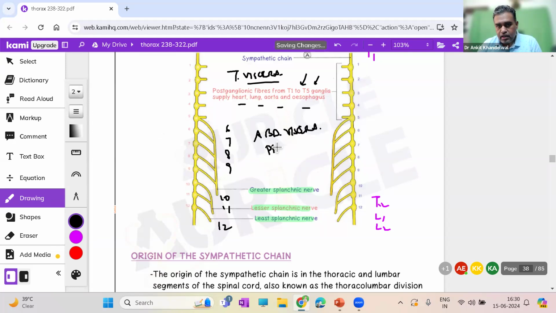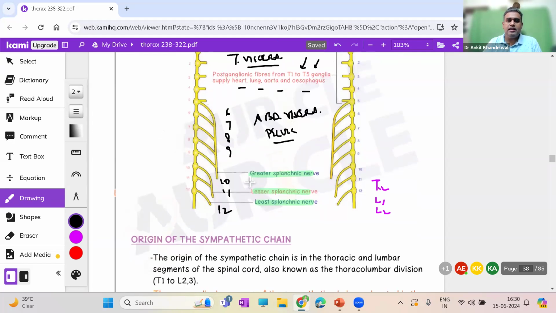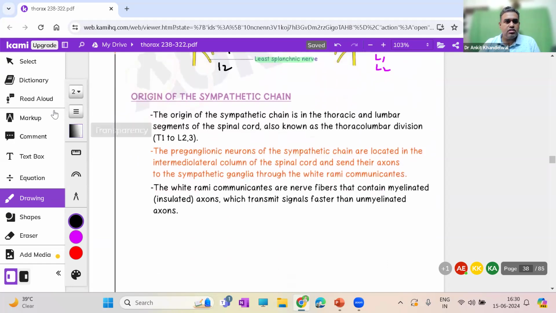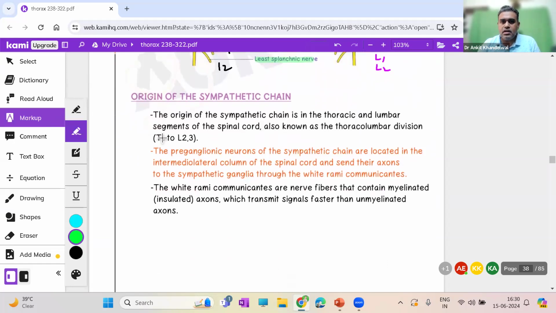Okay, they might even raise the pelvic areas as well. They are known as greater, lesser, and least splanchnic nerves. Also, the sympathetic chain, as we discussed already, is the thoracolumbar division. The preganglionic neurons are located where in the spinal cord? Which part of the spinal cord? The lateral, intermediate lateral column of the spinal cord. That is also a question itself. And it sends axons to sympathetic ganglia.